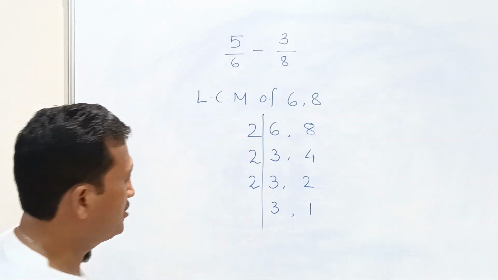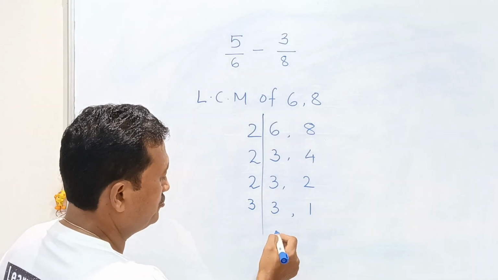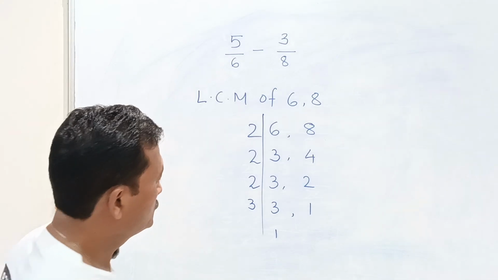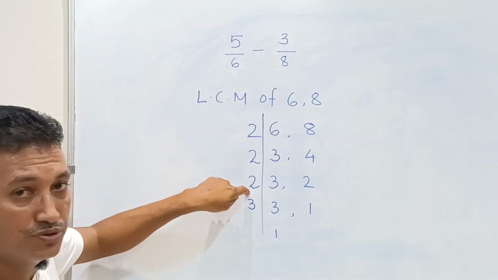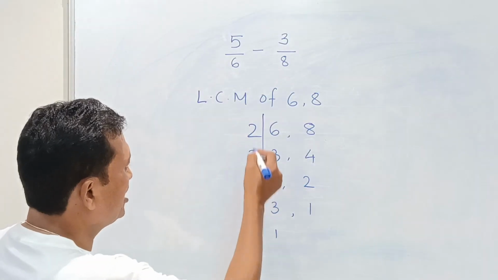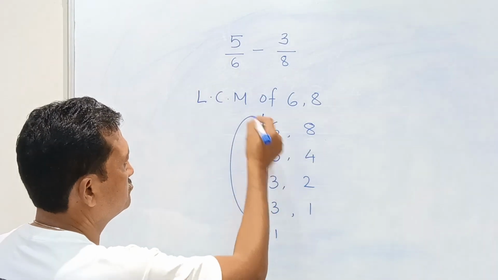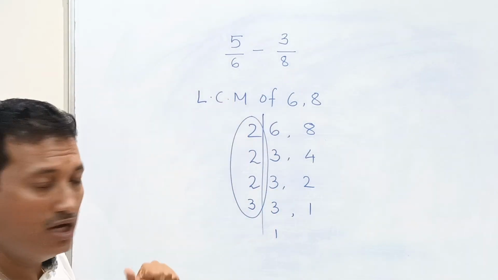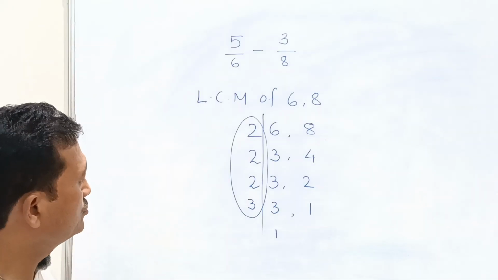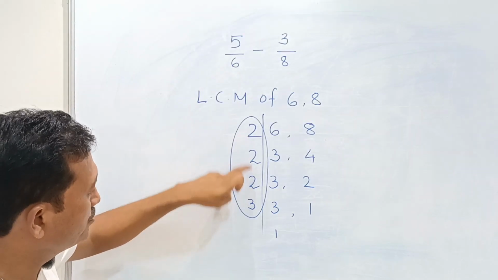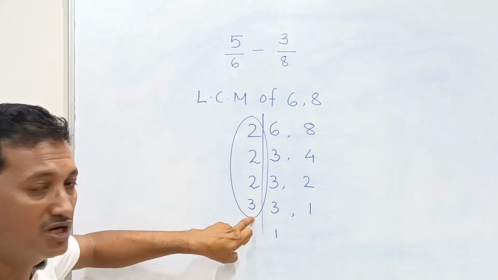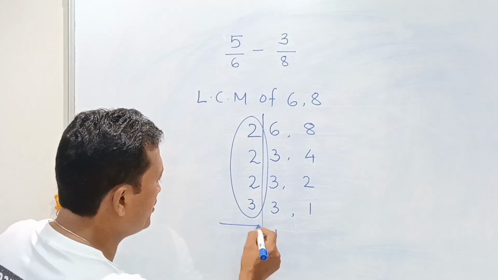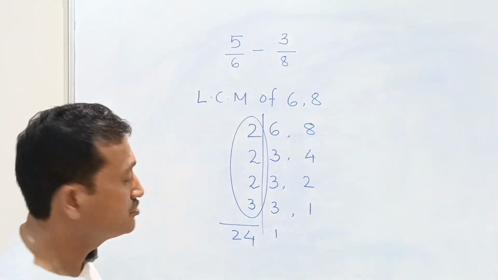Now we'll divide this 3 by 3. 3 times 1 is 3. Okay, so we got the numbers 2, 2, 2 and 3. Now we need to multiply all these numbers to get the LCM of 6 and 8. So 2 multiplied by 2 multiplied by 2 multiplied by 3 gives us 24. Correct?